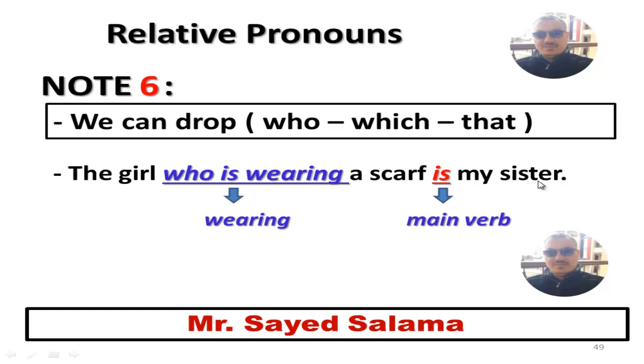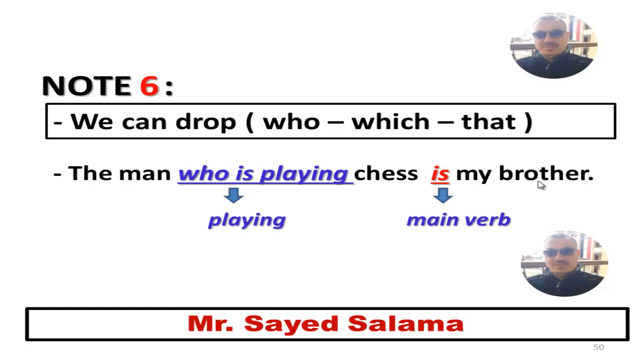Another example just to clarify: the man who is playing chess is my brother. You can also say the man playing chess is my brother. Remember this one. The man is my brother. This is a complete meaning. The meaning is complete. So you can omit or delete the relative pronoun who is, and you can leave playing. Next one.